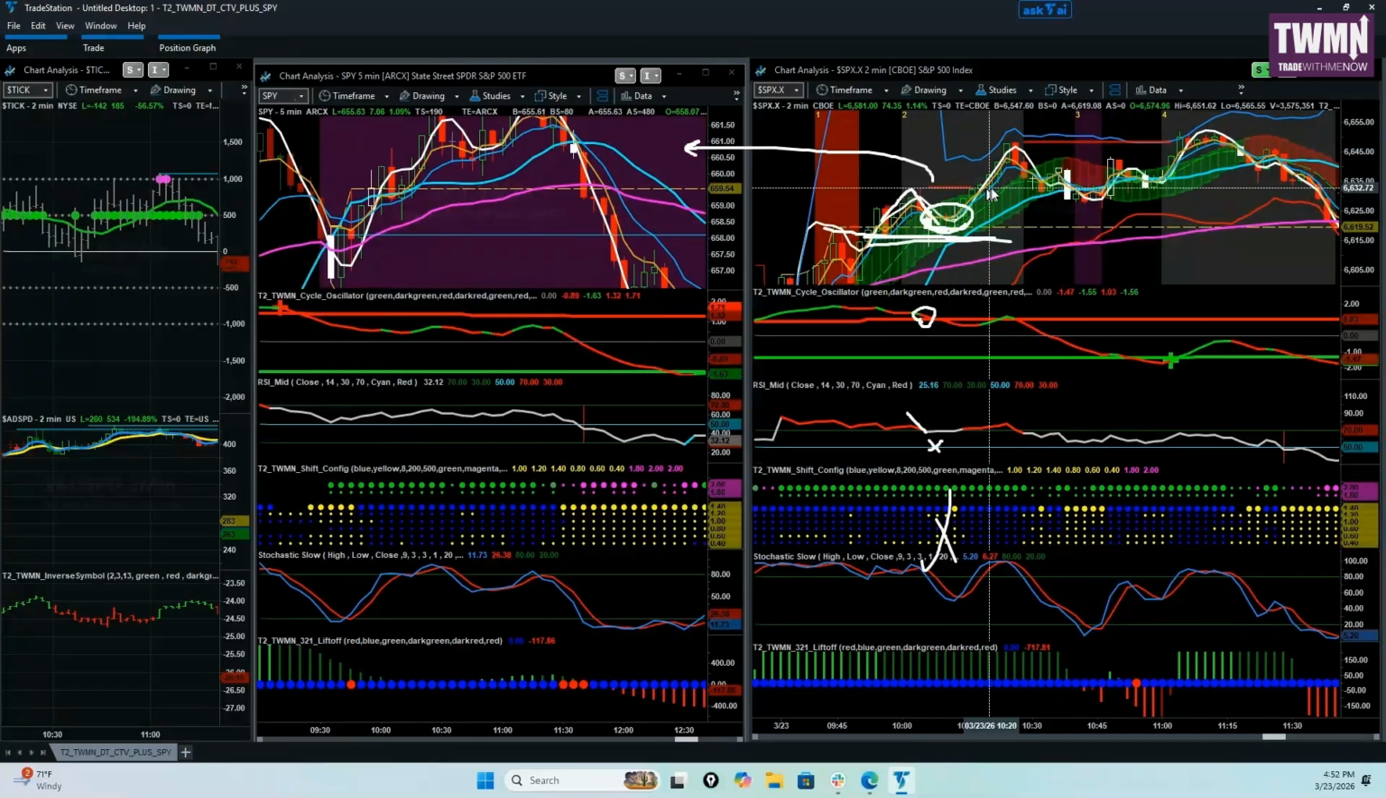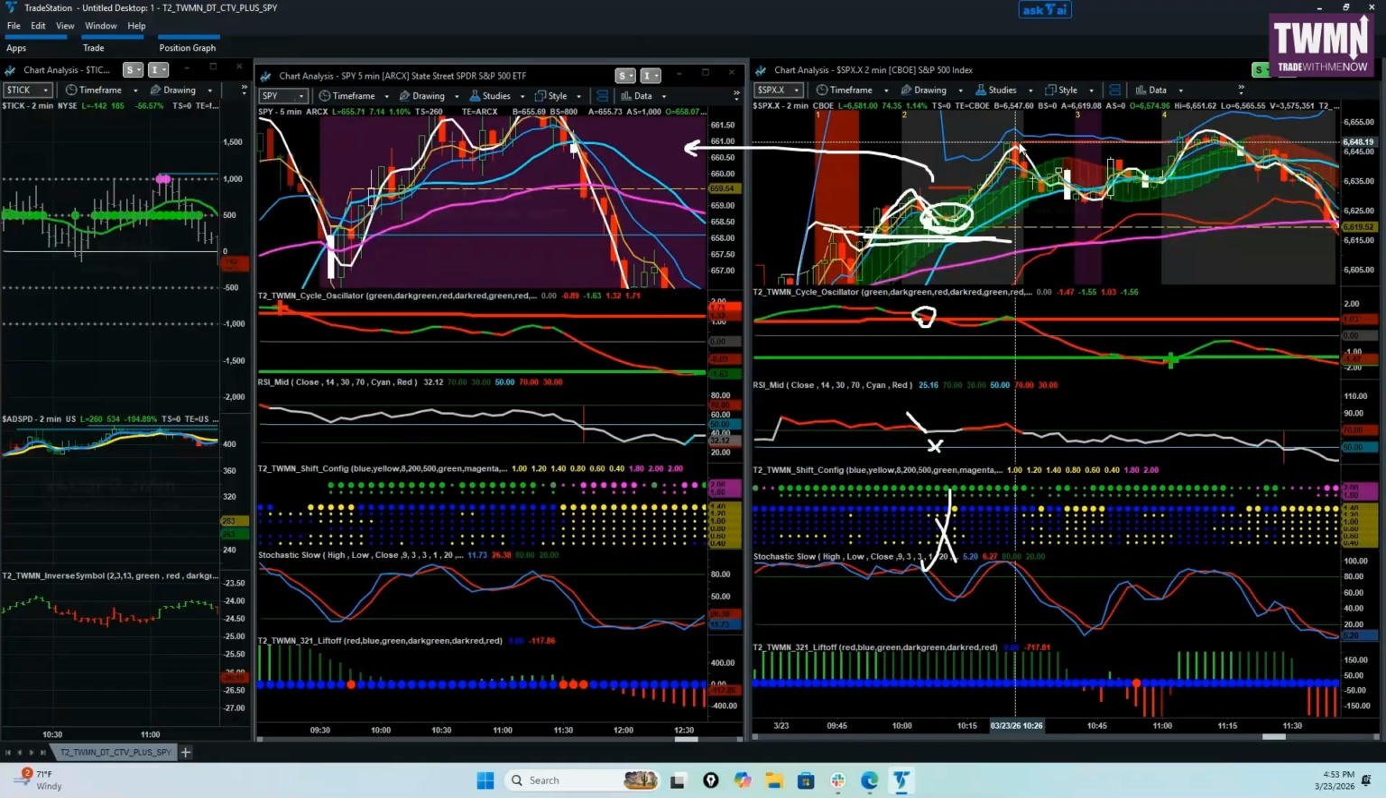When we took this wick out right here, that's 10:18. So right in here, you would have probably wanted to think about taking this to the upside, and that would have been your move to the upside. And then we have this move to the downside right here.